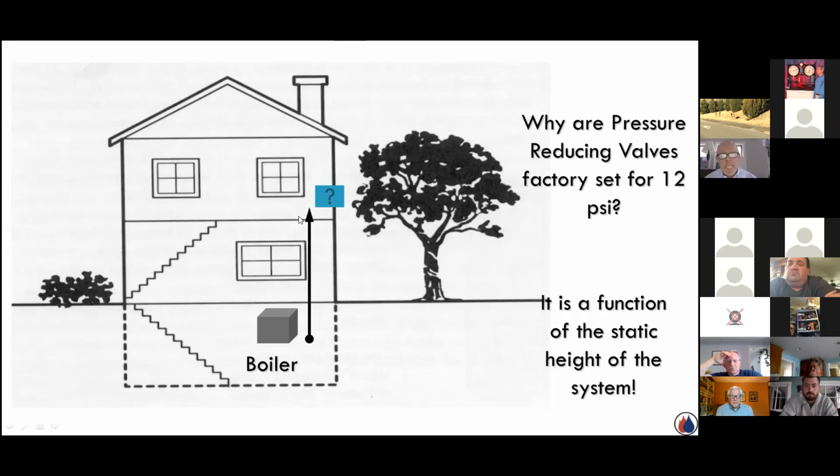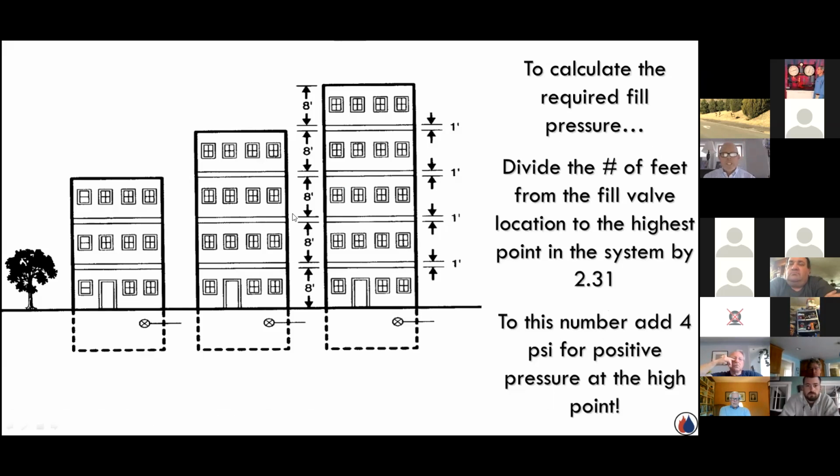And the reason it's 12 is we want to have positive pressure at the high point. So kind of a rule of thumb was always, whatever it takes to get to that high point, that's what we're trying to show over here: divide the number of feet from the basement, the fill valve, to the highest point by 2.31. Whatever that number is, add 4 PSI.